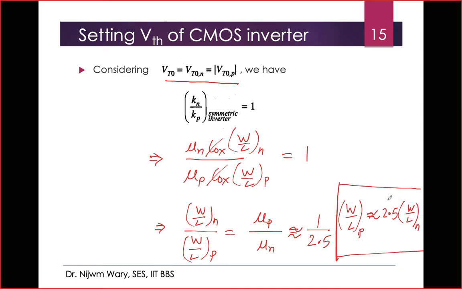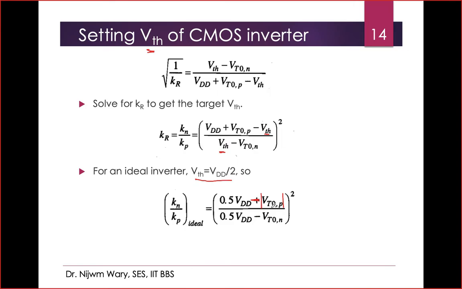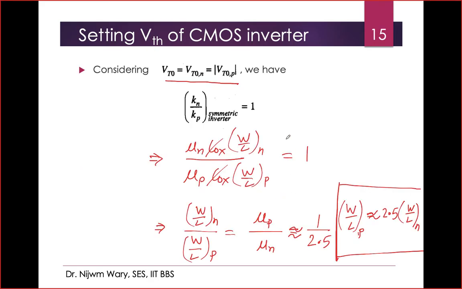Of course this is not exactly 2.5, there will be a variation, because as I have mentioned, we have assumed that the threshold voltage of the NMOS and PMOS is equal, but from this equation we know that they are not equal, they cannot be cancelled. So this ratio is not perfectly 1, but here we have just assumed that it's 1, so that it's a good starting point.